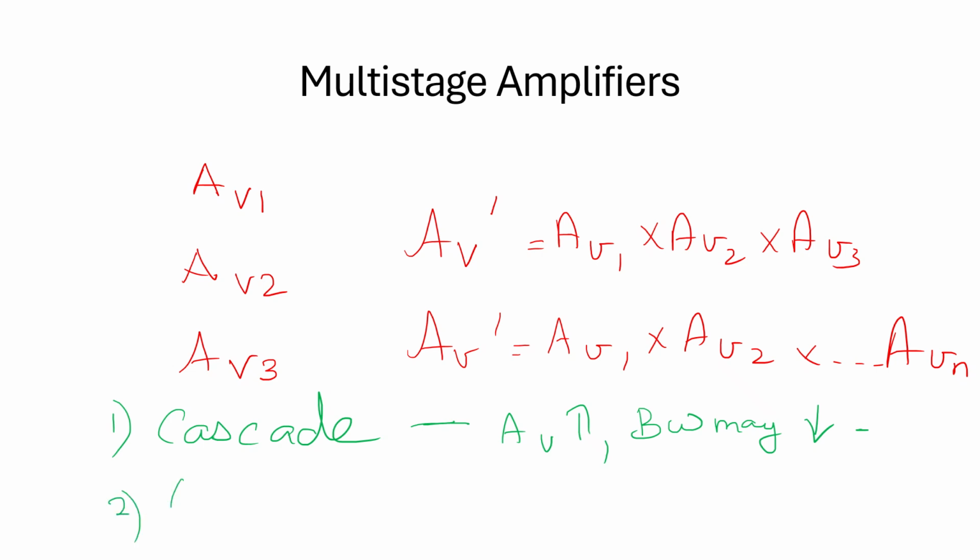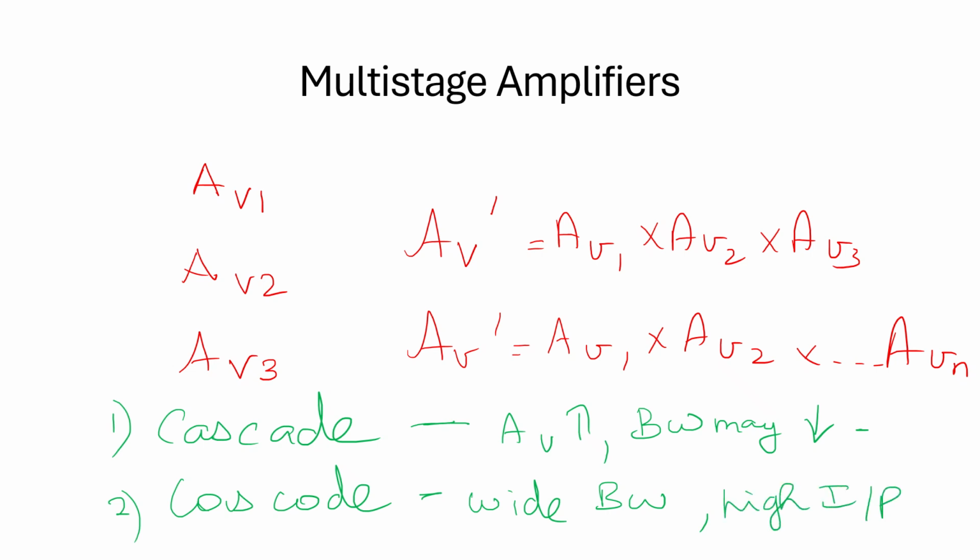The next type of connection is cascode type of connection. Here the transistors are stacked vertically on top of each other. I repeat again, the transistors are stacked vertically on top of each other. The cascode amplifier is made up of a common emitter input stage and a common base output stage. This type of multi-stage amplifier gives wide bandwidth and a moderately high input impedance.